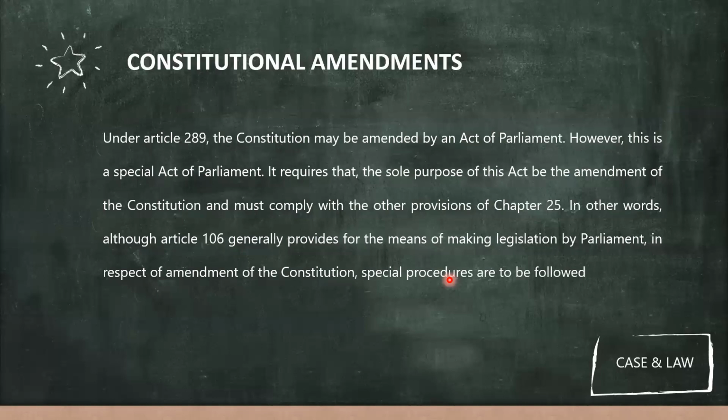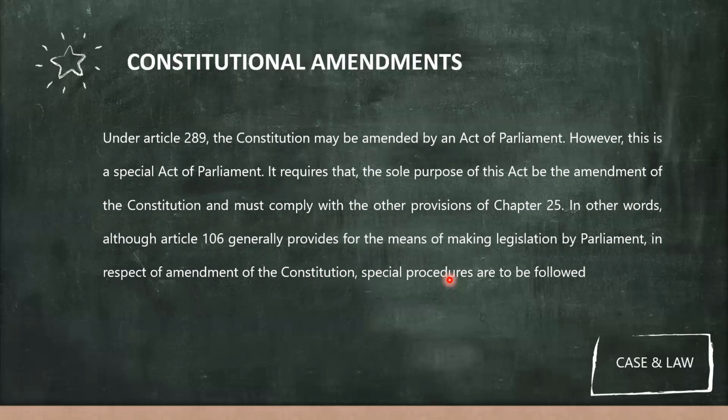So under Article 289, the Constitution may be amended by an act of Parliament. So meaning that the President cannot amend the Constitution, neither can the judges of the Supreme Court amend the Constitution. It can be amended by an act, meaning that if we want to change an article of the Constitution, Parliament must pass an act amending that particular provision.